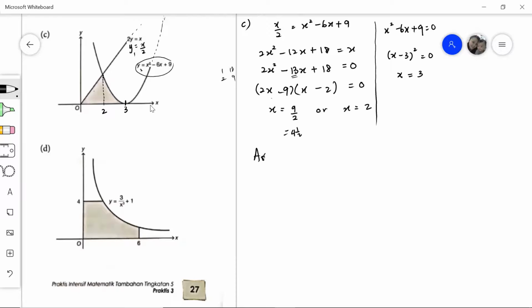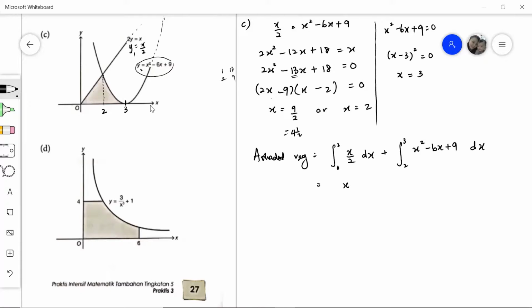So the area of the shaded region, we have to integrate from 0 to 2 of the straight line, which is y equals x over 2, so x over 2 with respect to x. And then plus the integration from 2 to 3 of the curve. The curve is x squared minus 6x plus 9, with respect to x. So let's do this part.